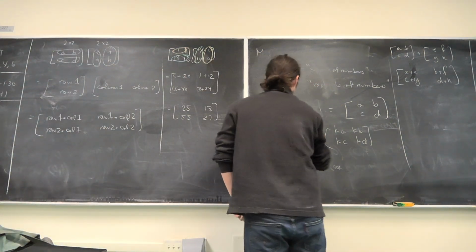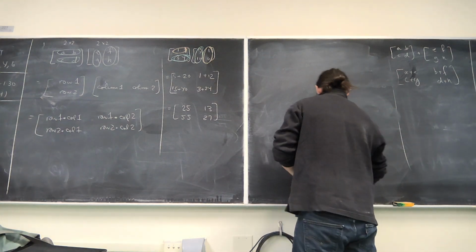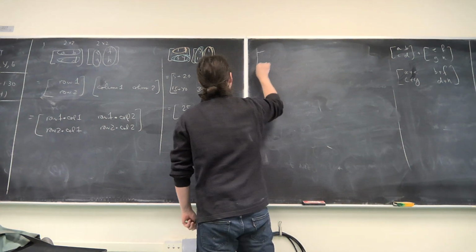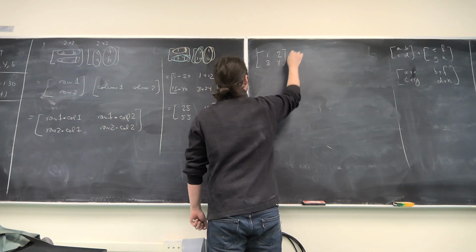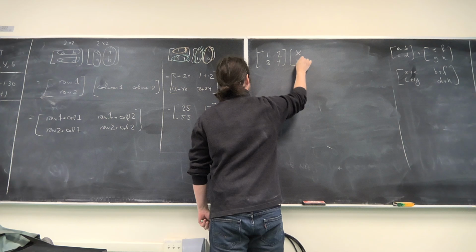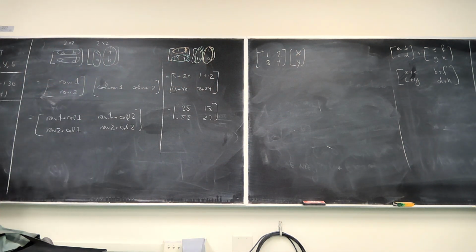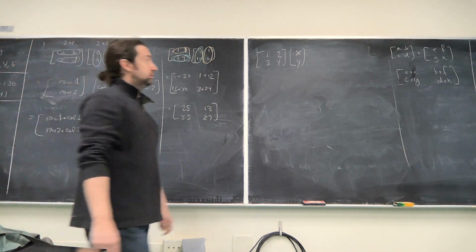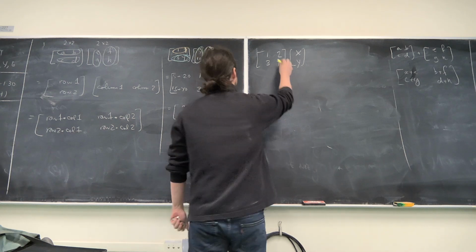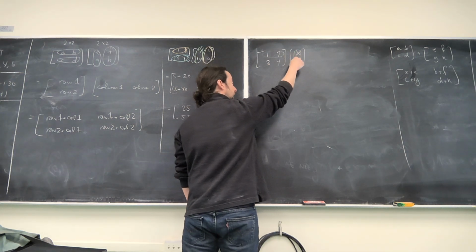So here's a common one. I could take something like 1, 2, 3, 4, and I could multiply it by a column vector, say x, y. The same procedure still works here because this dot product is defined, right? I can take the dot product of row 1 with column 1.